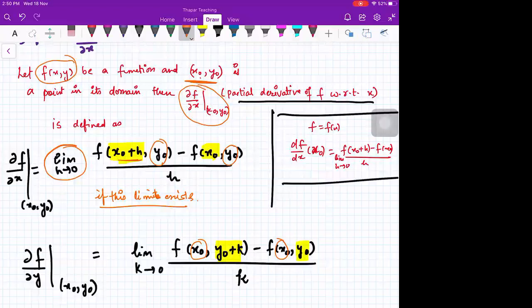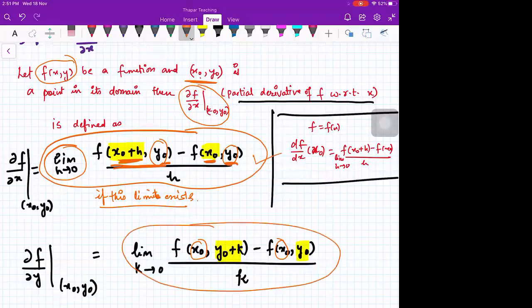So can you see physically what is happening? Because f is a function of both x and y, there is a rate of change of f with respect to x also. Here you are just treating y as a constant and increasing in x. That is why this is the rate of change of f with respect to x when y is treated as a constant. And here you are treating x as a constant, so this is the rate of change of f with respect to y. Is that thing clear? Okay. So this is the definition of partial derivative.